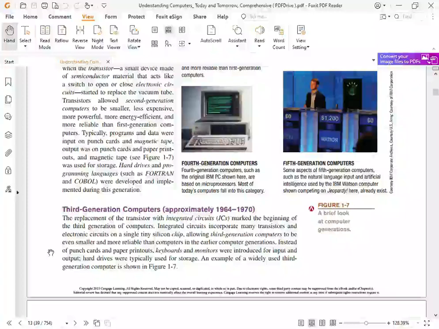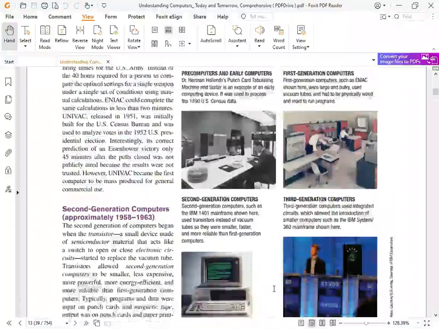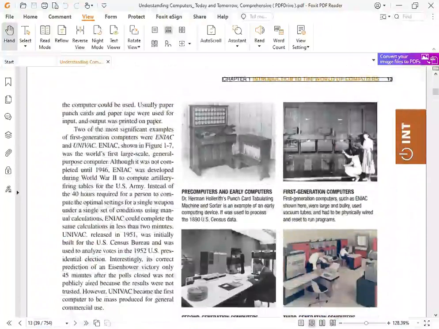Hard drives were typically used for storage. An example of a widely used third-generation computer is shown in Figure 1-7, a brief look at computer generations. Pre-computers and early computers: Dr. Herman Hollerith's punch card tabulating machine and sorter is an example of an early computing device.